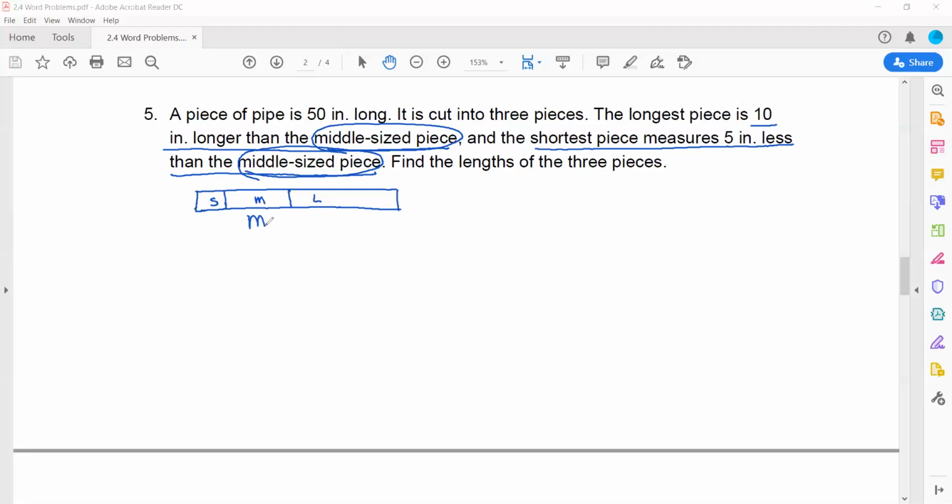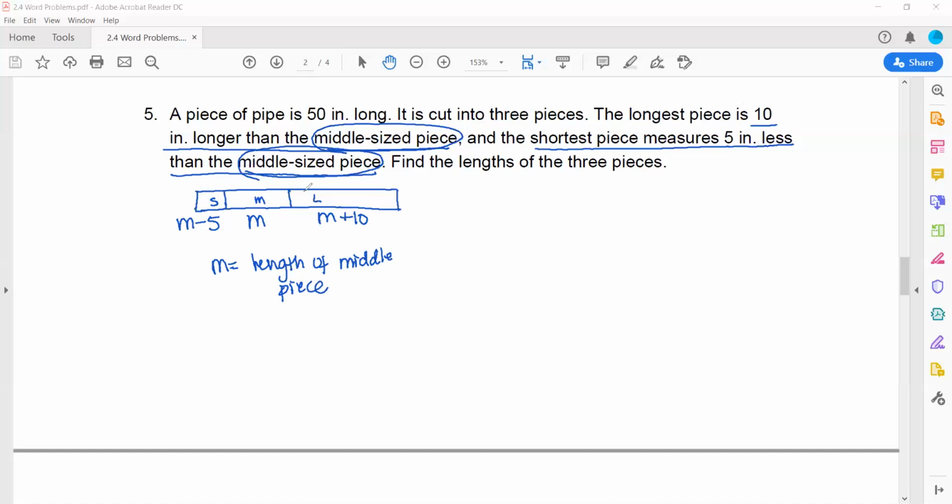Now we know the longest piece is 10 inches longer. If it's longer, we're going to be adding 10, so it's our middle-sized piece plus 10. And the shortest piece is 5 inches less, so we take our middle piece and subtract 5. So this is our diagram here. You can also define it by saying m equals the length of the middle piece. That's the more formal way of defining this.